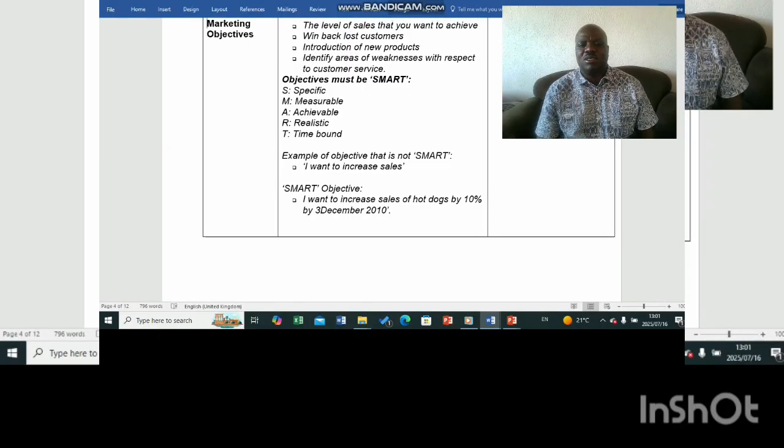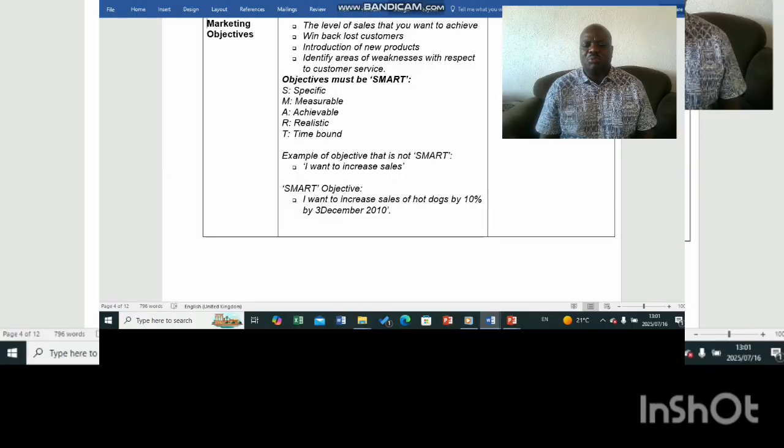What does it mean that your objectives have got to be SMART? It means that they must be specific, measurable, achievable, realistic, and time bound. Now, what kind of marketing objectives can you come up with? They can relate to the level of sales that you want to achieve. Perhaps you want to win back lost customers. You could be wanting to introduce new products into the market. You could be wanting to identify areas of weaknesses in your business.